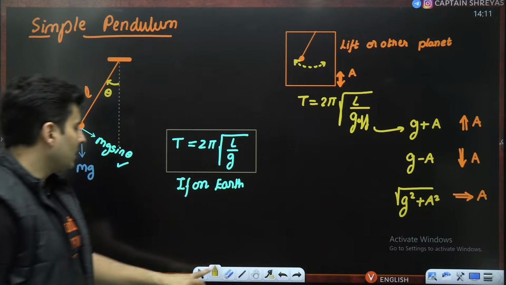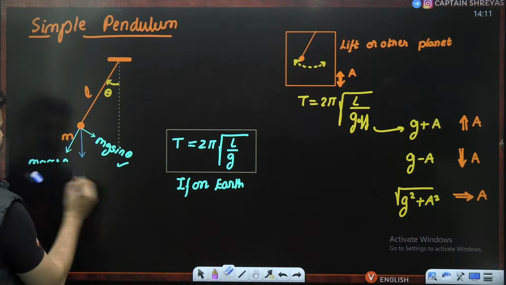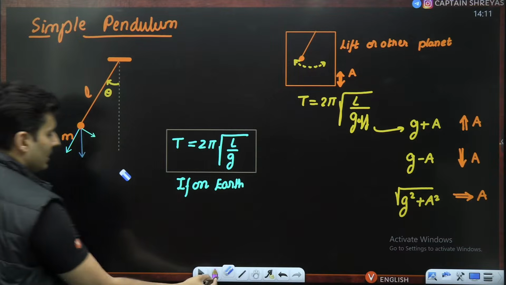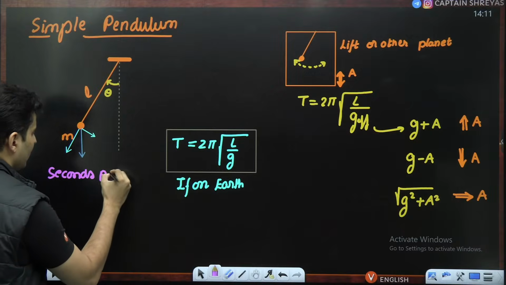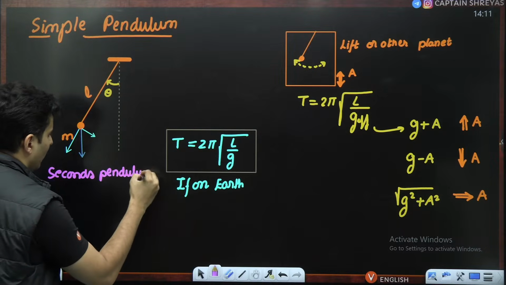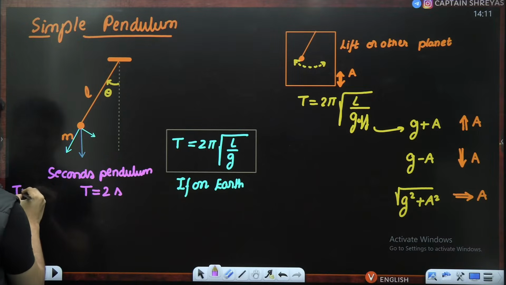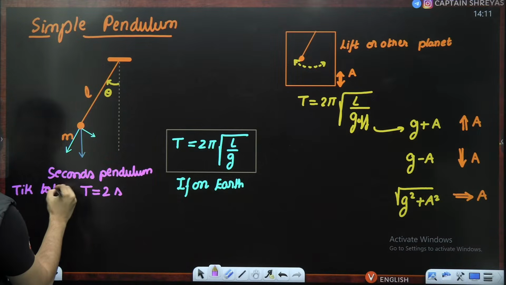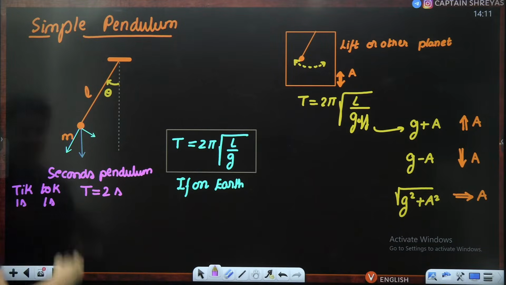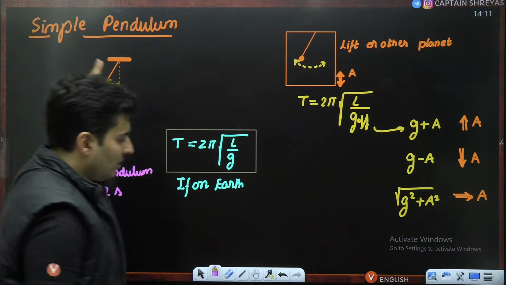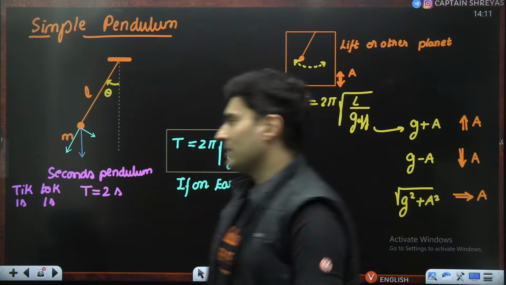Another important thing is the seconds pendulum. A lot of people forget what this seconds pendulum is. A seconds pendulum is a pendulum whose time period is 2 seconds. It's basically tick, tock. Tick is 1 second, tock is again 1 second. Tick, tock, 1, 1, total 2 seconds. That is a seconds pendulum.